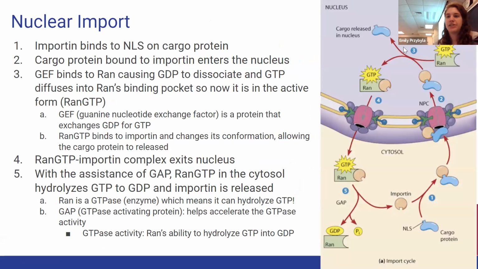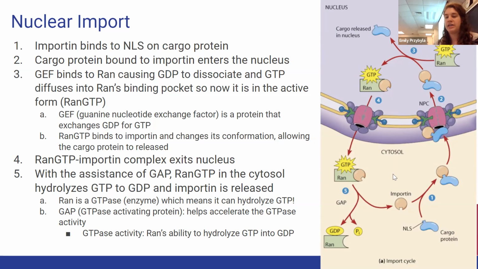So the process of nuclear export, now knowing what those things are, sorry, I'm moving this so I can see. Can you see this? Oh, I can just make it go away. Okay, cool.